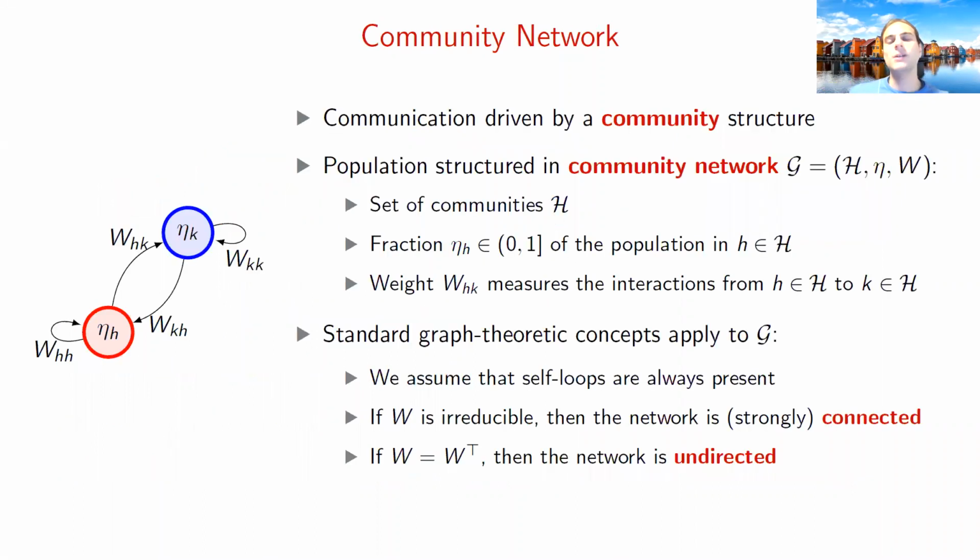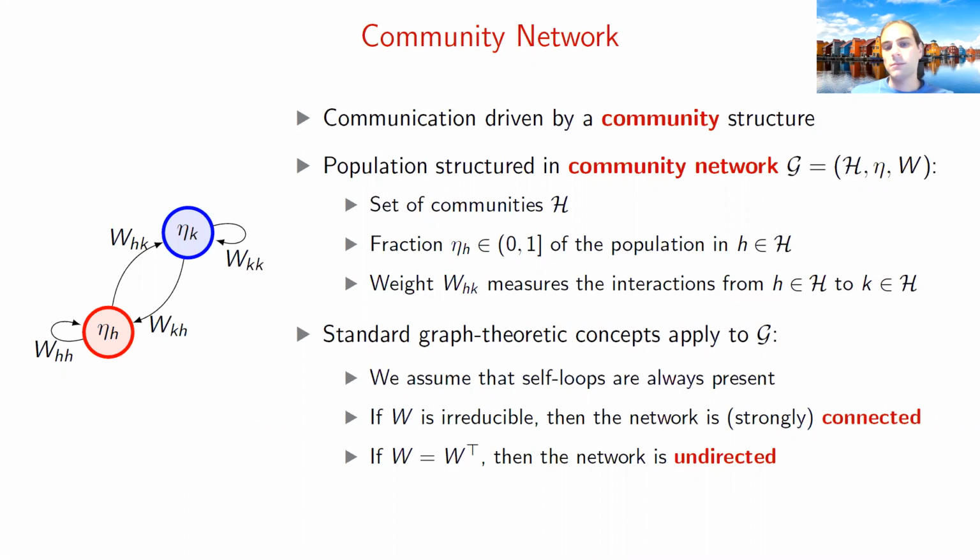Okay, so as we said, we are interested in studying imitation dynamics in a scenario in which the communication between agents is driven by a community structure. So we represent this community structure using a weighted network, whose nodes are the set of communities. And we introduce a vector eta that tells what is the fraction of population in each of the communities. And then, as we said, the network is weighted, and so we have a weight matrix W, such that the entry W_hk measures the interactions between individuals in community h and individuals in community k.